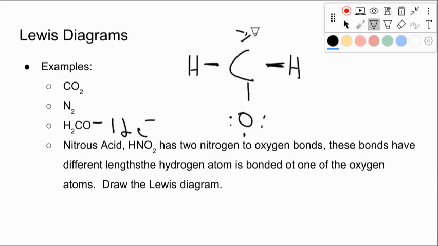Carbon and oxygen are not stable, so I'm going to take an electron away from each of them and do a double bond. So I have 2, 4, 6, 8, 10, 12, and around carbon I have 2, 4, 6, 8, and around oxygen I have 2, 4, 6, 8, so everything is stable.